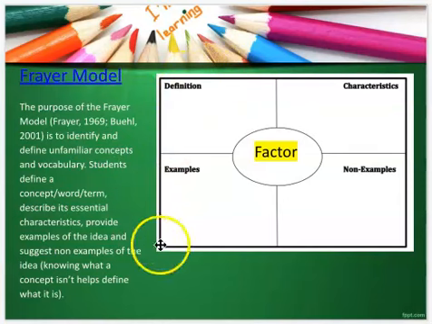So here's your Frayer model. You're going to make 2 of them. This is an assignment on Canvas. One of them you're going to write the word factor in the middle. The other one you're going to write the word multiple in the middle.